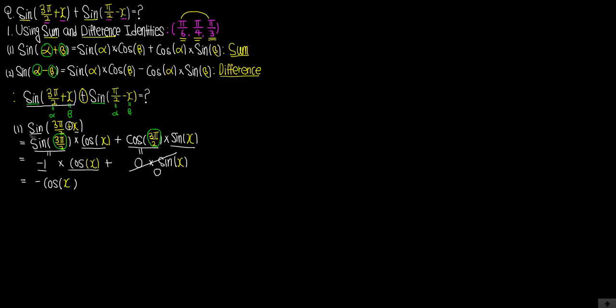So we just defined the sine of 3 pi over 2 plus x using the sum identity for sine. All you have to do is solve for sine of pi over 2 minus x to add the two terms to get our final answer.